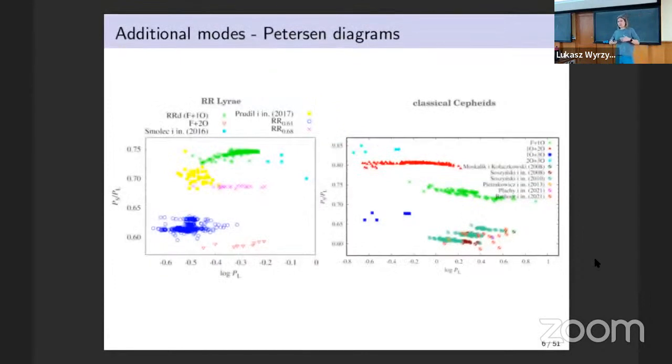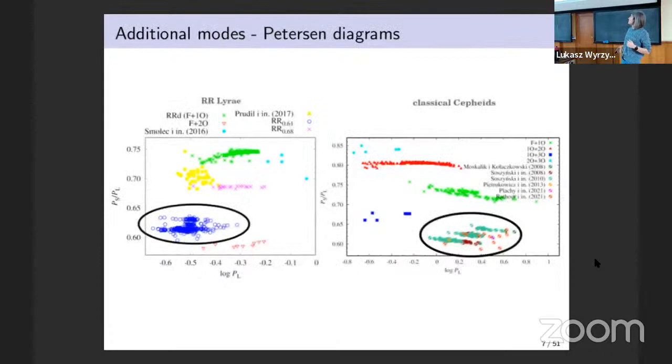So I will be talking about multimode pulsations. It is most convenient to show them on the Petersen diagrams that you see here. So we have them for RR Lyrae stars and for classical Cepheids. On the Petersen diagram, on the y-axis, we have the period ratio of shorter to longer period versus the longer period, or the logarithm of the longer period. And in multimode pulsations, those period ratios that we observe, depending on which modes we have, put those stars in groups, as you can see here. So for example, this green group, these are stars that pulsate in the fundamental mode and first overtone at the same time. But I am interested in stars that are located here.